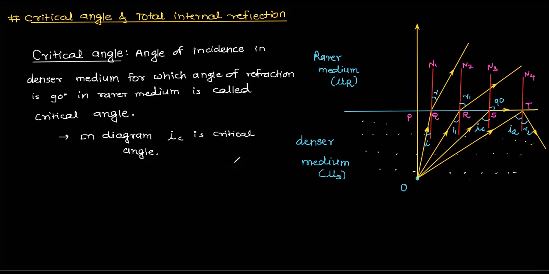Next one. What is total internal reflection? Total internal reflection means when light is coming back into the same medium, complete light is coming back into the same medium. So let's see what is this total internal reflection.